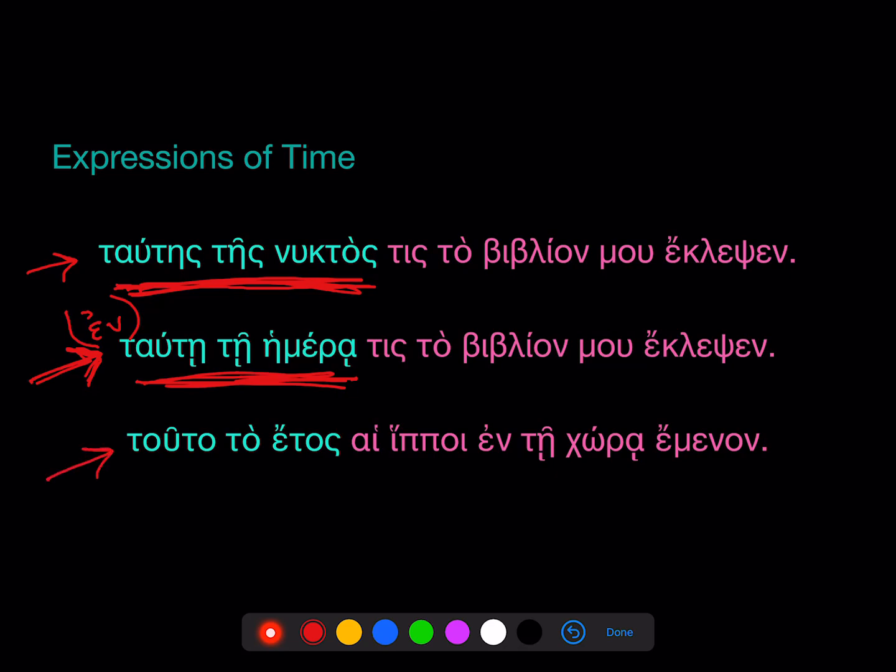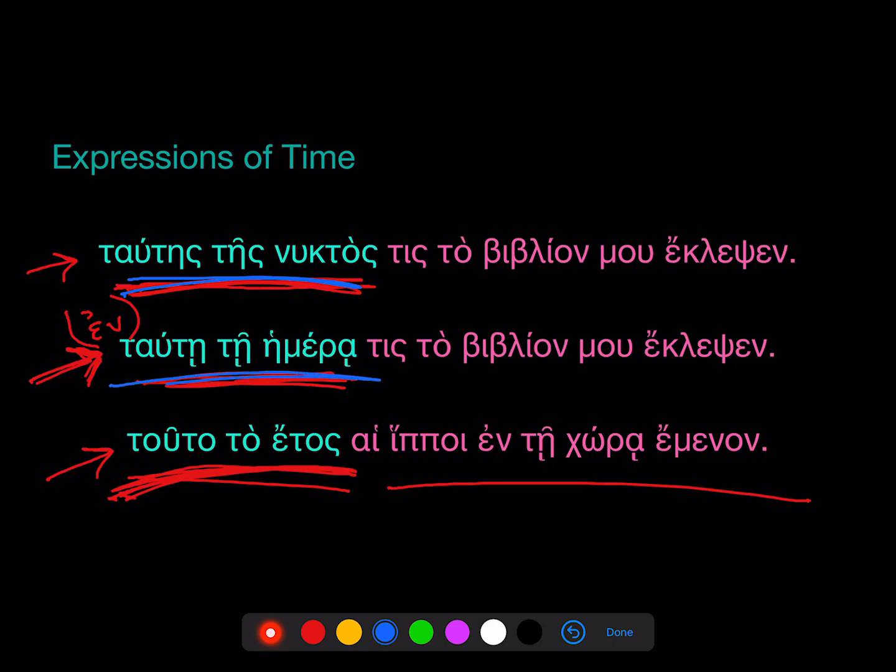Finally, accusative of duration of time. Tou ton eton, hai hippoi en te chora emenon. During that year, the mares were staying in the countryside. So accusative of duration of time, throughout the year. So, genitive of time within which, dative of time when, viewed as a point in time. You can have an en with that, but you don't need it. And accusative of duration of time. And that's it.